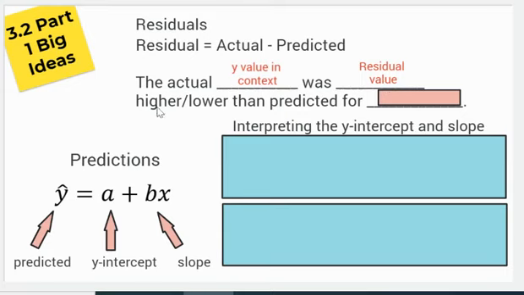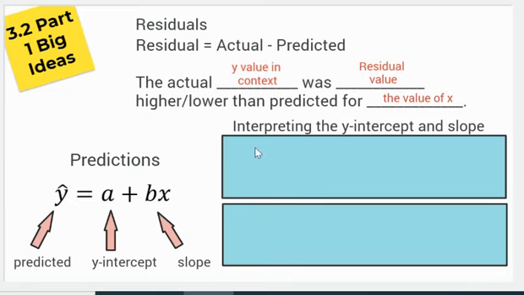the residual value higher or lower. So if the residual value is positive or negative, that will determine the higher or lower, and the context will help you with that. Then the predicted for x equals whatever the value of x is. So in our lesson, we had an example of this, and you can go back and look at that example as well. But the actual y value in context was the residual value higher or the residual value lower than predicted for the value of x.